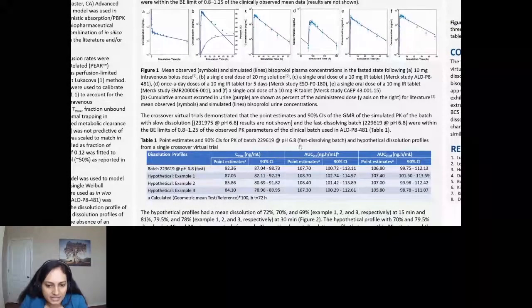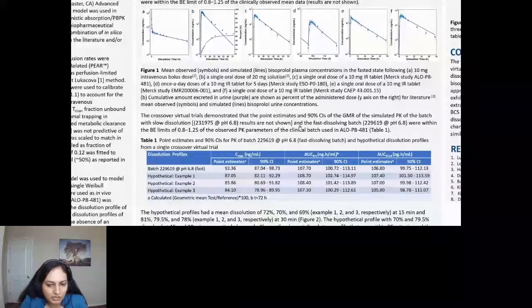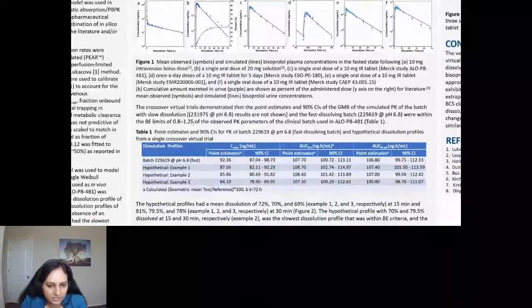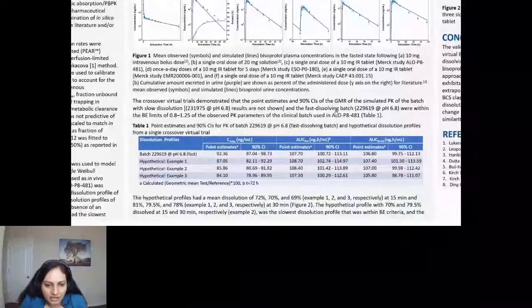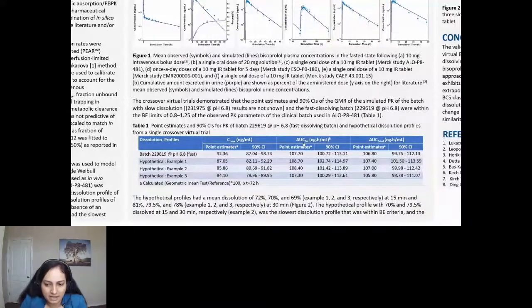I have not shown the data, but you can find it in the publication, and we showed the bioequivalence between the slowest dissolution batch and the reference formulation. We did the same thing for the fast dissolving batch, and the data are shown here on the top row of this table: the 90% confidence interval and point estimate for Cmax and AUC were within the BE limits.